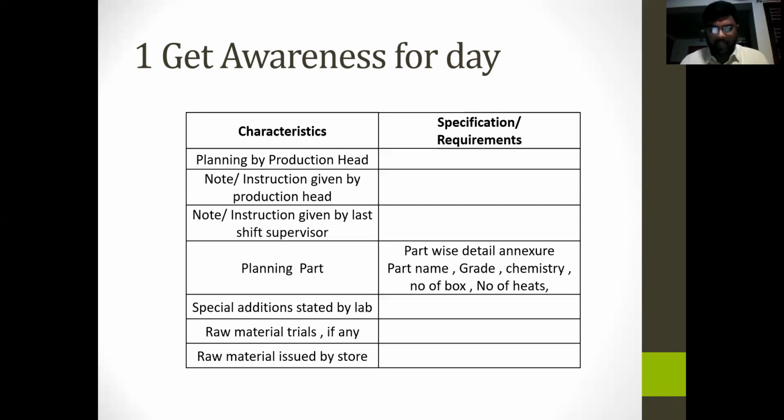Then the planning part: these are details like part-wise detail annexure should be there. Then part name, grade, its chemistry, number of boxes, number of heats, etc. Then special additions stated by the lab for the specific job. Then the raw material trials if there are any. Then raw material issued by the store.